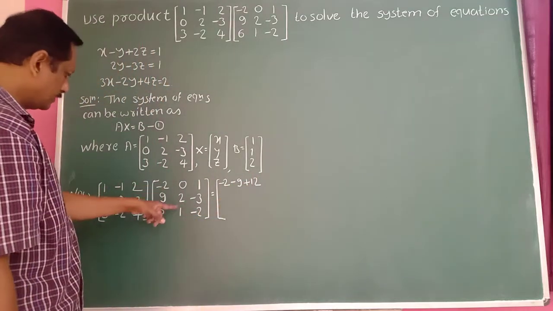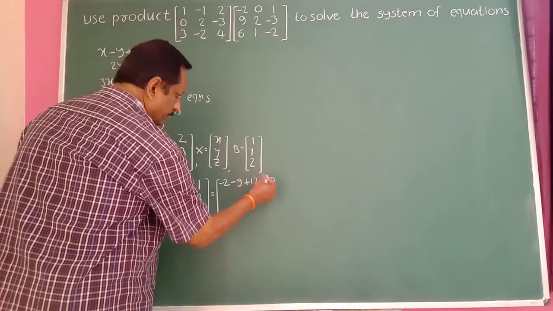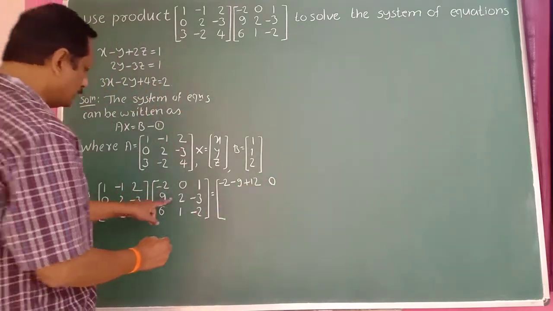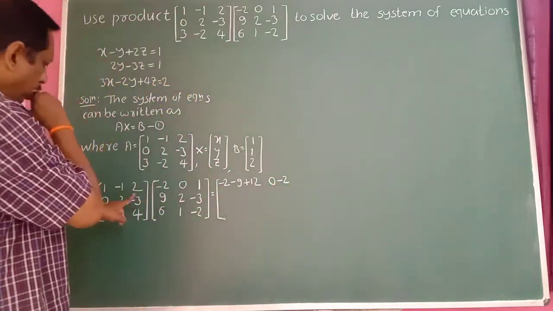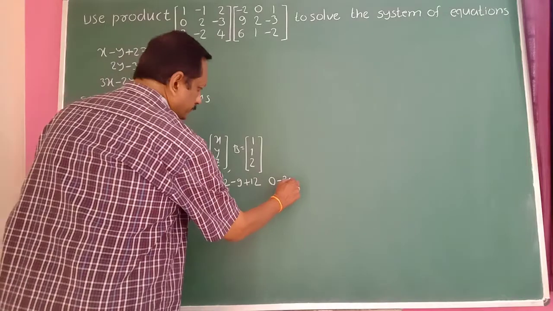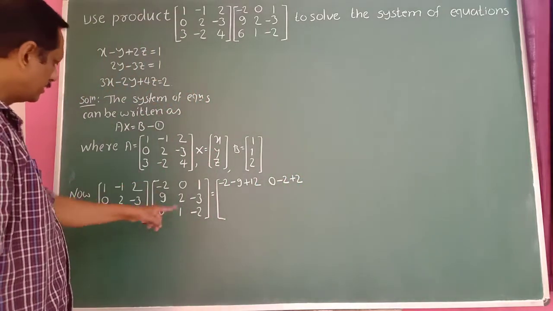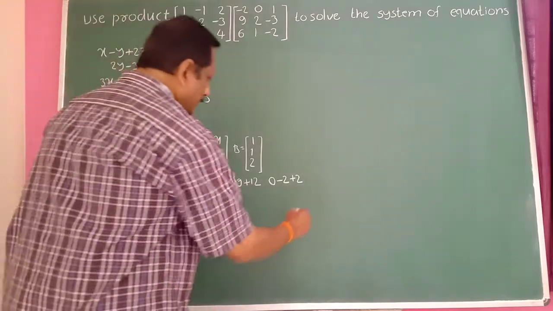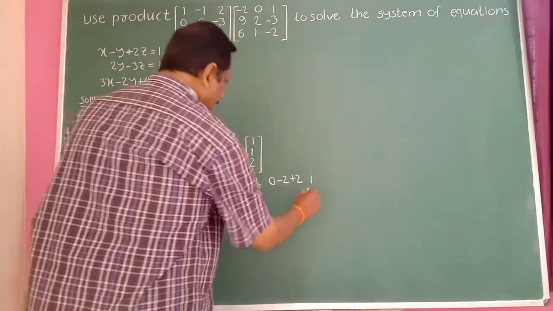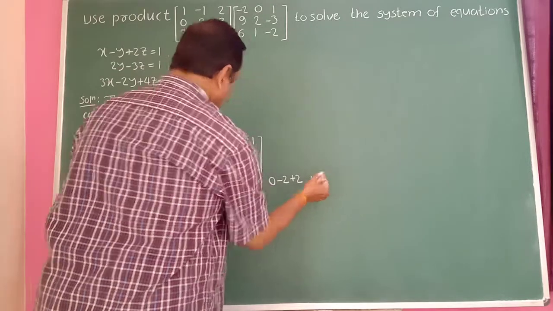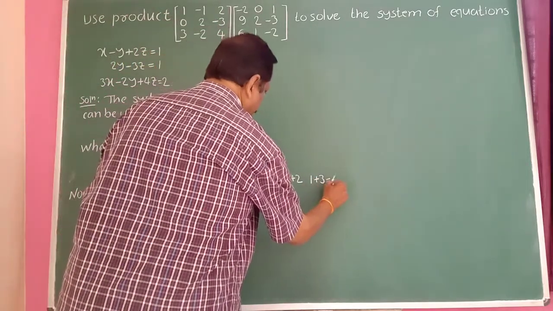Multiply this row with the column here. 1 into 0 becomes a 0 here. Minus 1 into 2, minus of 2. 2 into 1 becomes 2 here, plus 2. Multiply this row with the column here. 1 into 1 becomes 1. Minus 1 into minus 3, plus 3 here. 2 into minus 2 is a minus of 4.